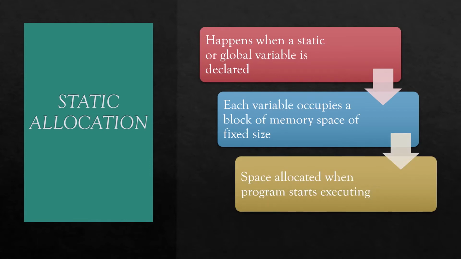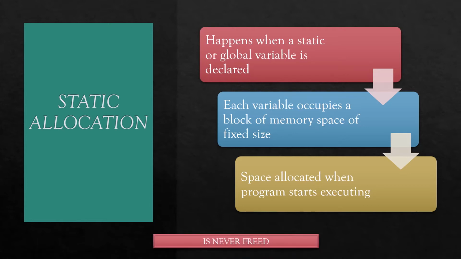Space is allocated when the program starts executing, and as I mentioned earlier, cannot be changed during program execution. Also important to note that memory allocated using static allocation is never freed. So this memory will be freed only when the program ends.